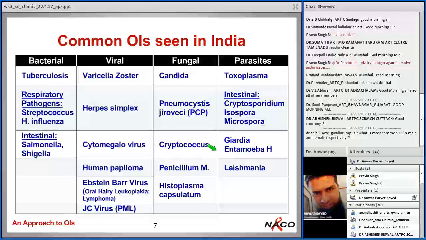Then Giardia lamblia or Entamoeba histolytica and also Leishmaniasis. Leishmaniasis, commonly called Kala Azar, is not common in all regions of the country, but especially in North India, in regions of Bihar, UP, Jharkhand and West Bengal, you will still see cases of Leishmania. So these are some of the common OIs which are seen in India.